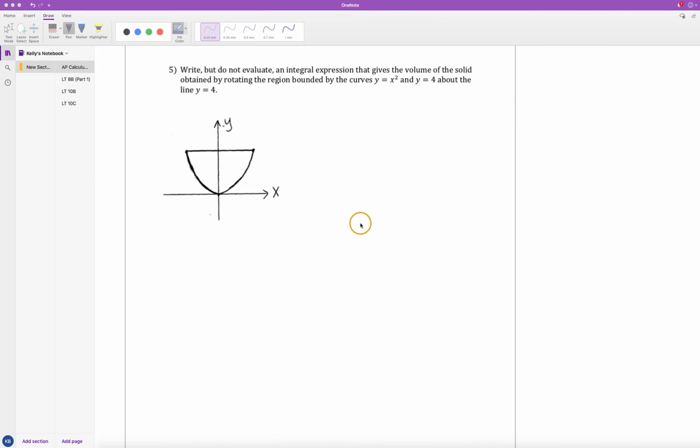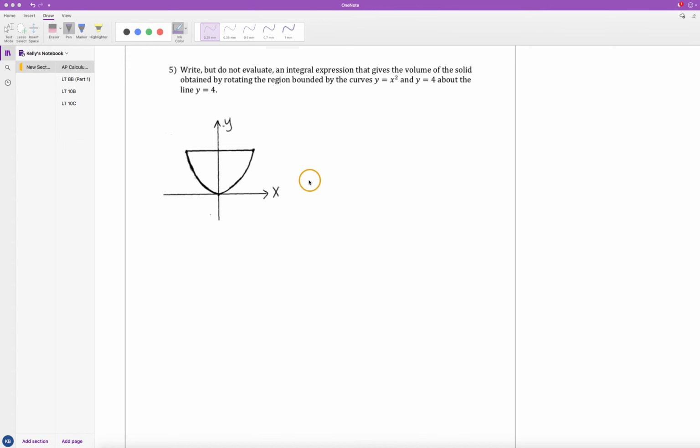On here with learning target 8b, volumes of revolution. So our first example says write but do not evaluate an integral expression that gives the volume of the solid obtained by rotating the region bounded by the curves y equals x squared and y equals 4 about the line y equals 4. So what makes this example different than stuff in our last video is we're now going to start rotating about horizontal and vertical lines that are not the x or the y axis.